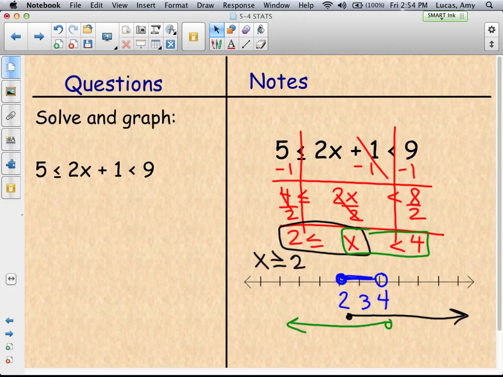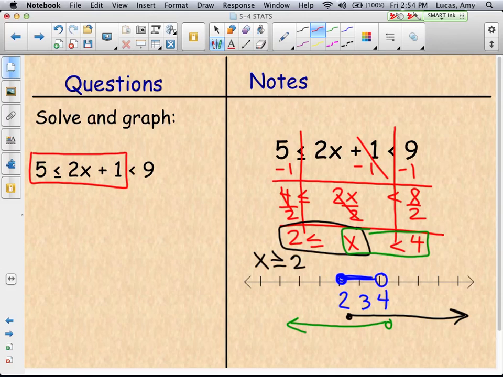So if you prefer to write the inequalities separately, you can do that. So right here at the beginning, if you wanted to write them separately, here's what the problem would look like.